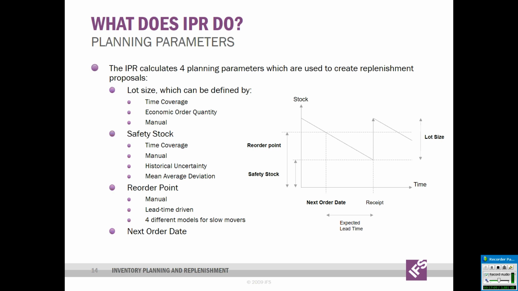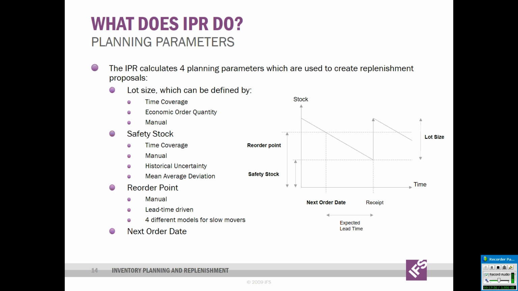For safety stock, same thing. Do we want to have it cover a period of time? Do we want to enter something manually? Do we want to use a couple of things that will require Demand Planner? One of them is called historical uncertainty. And there's also something called MAD, or the average deviation of demand period to period. We'll cover that more if you need to learn more. We can always talk about it at a break.